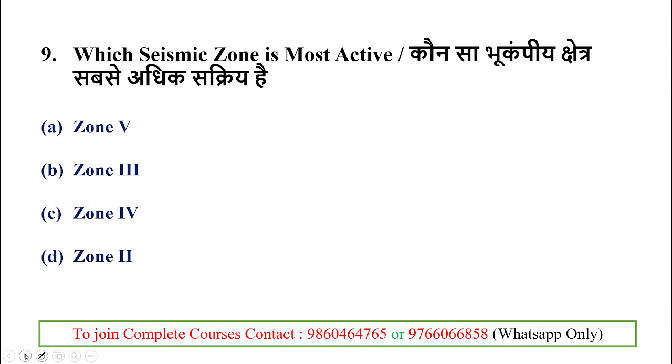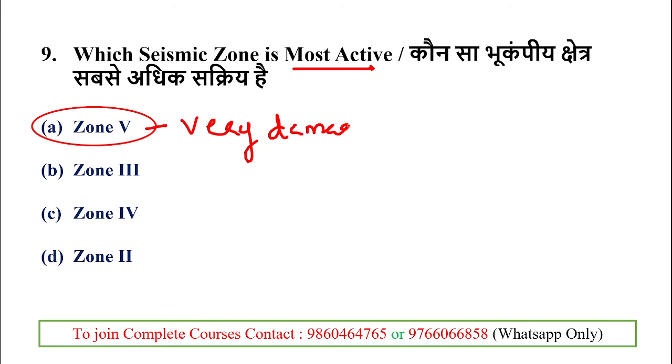Then next question: which seismic zone is most active? This is the case of the most active seismic zone, the very high damage risk zone, that is the fifth zone. The last zone, this is the very damage causing zone.